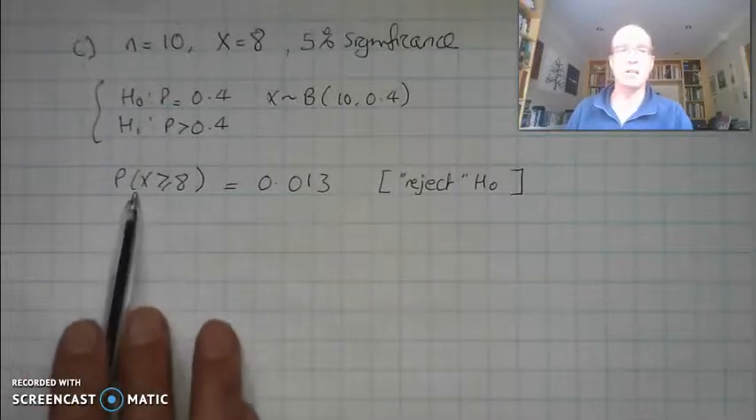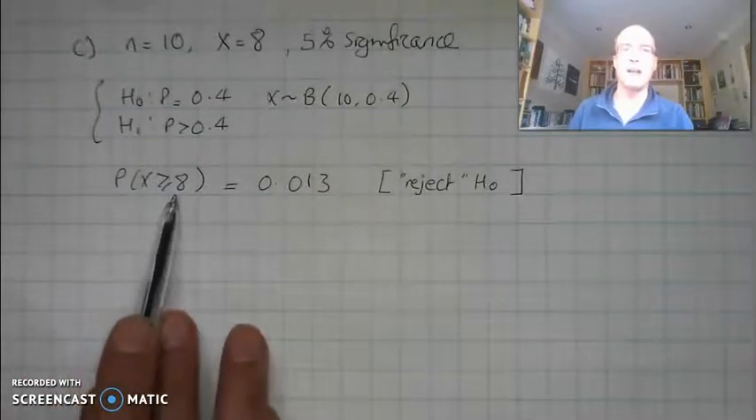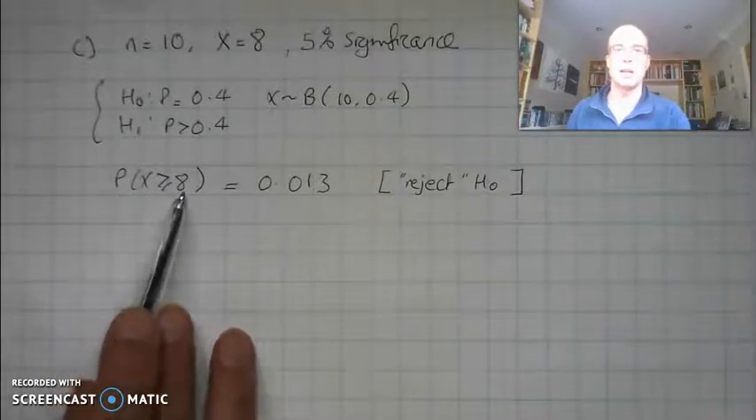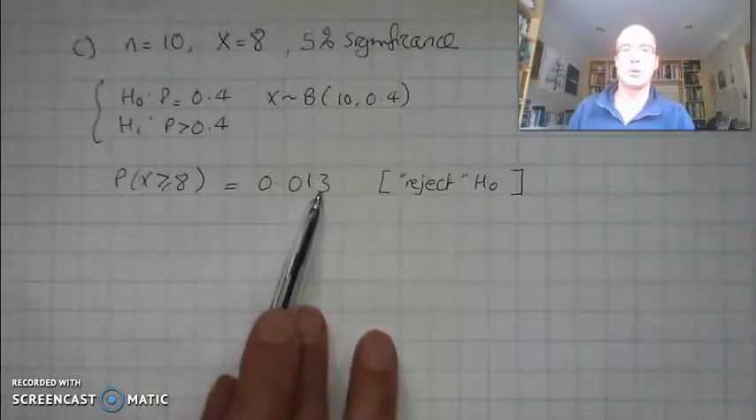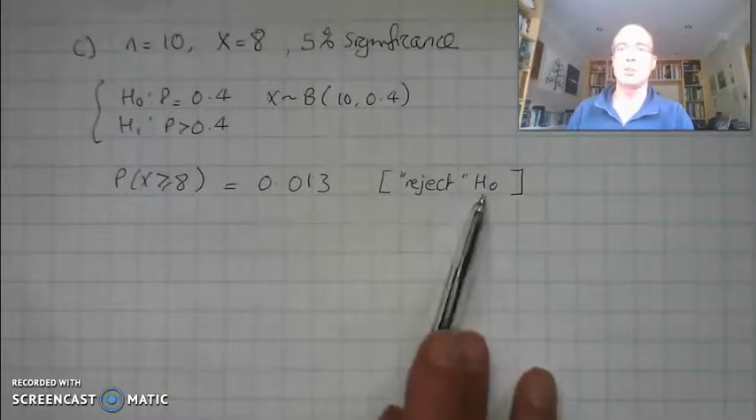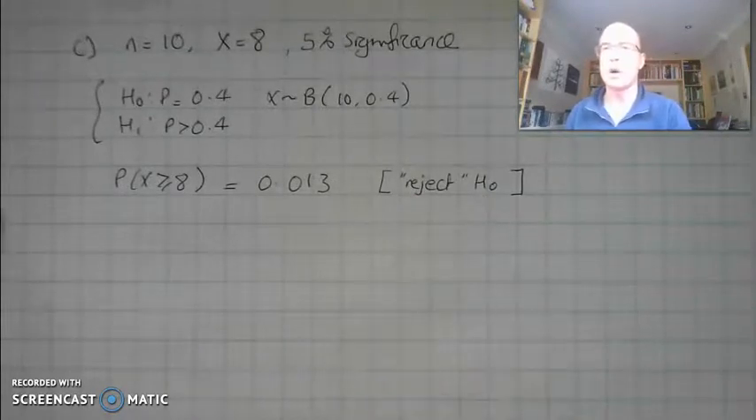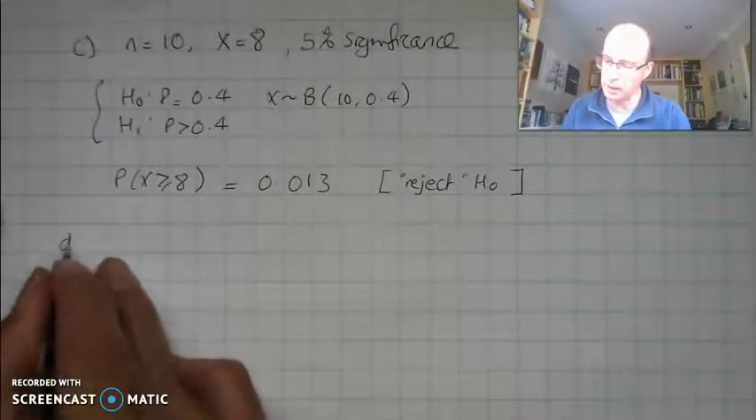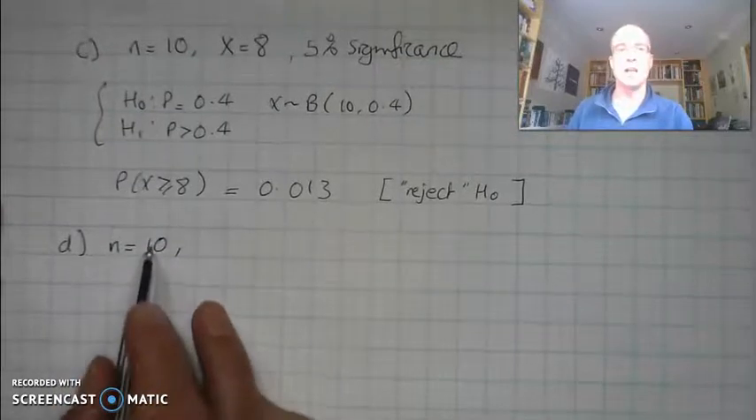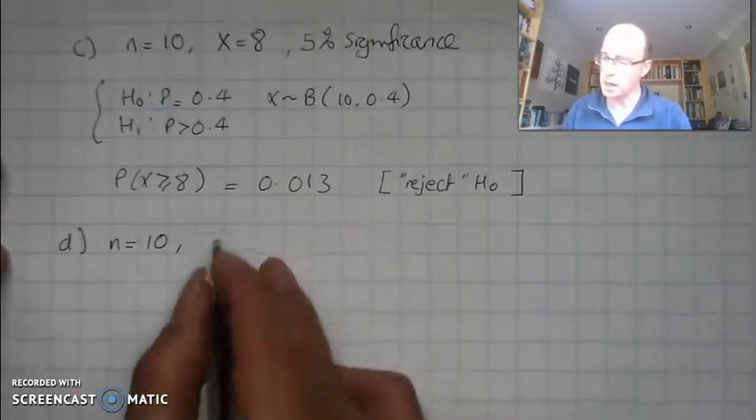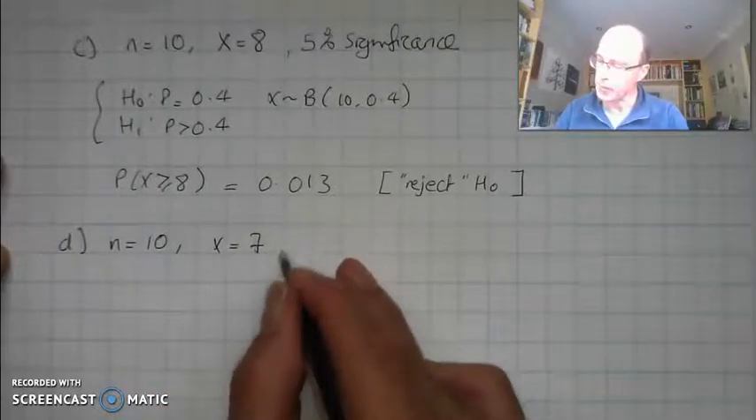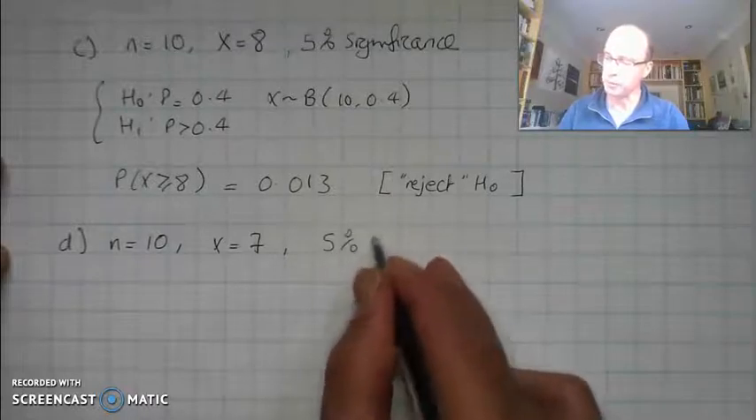We were asked to calculate the significance level of getting 8 or more people preferring organic food. So the probability that x was greater than or equal to 8, we calculated as 0.013, which was less than my 5% significance level, so I was able to reject the null hypothesis. But now, instead of 8 people, I have another test with 10 people, but this time 7 of them expressing a preference for organic food. So still a 5% significance level.